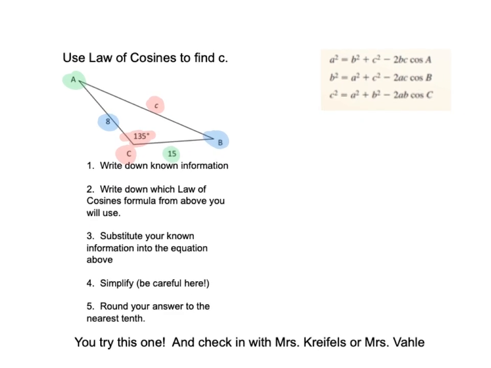Think about which formula you want to use. Well, if you're finding C, we would want to use the formula that has C all by itself. So we would want to use C squared equals A squared plus B squared minus 2 times A times B times the cosine of C. So we would want to use that one to make it easier.